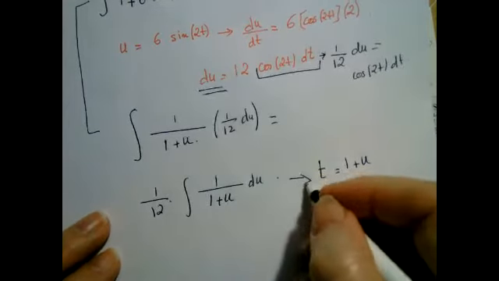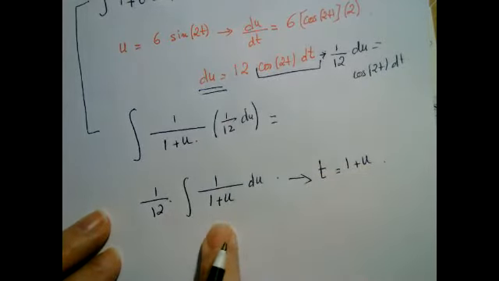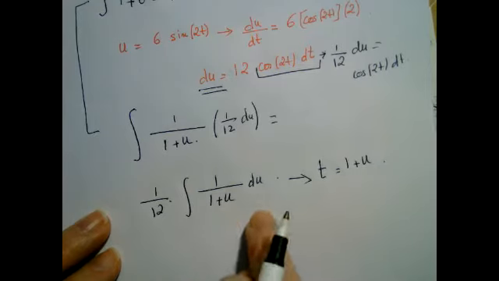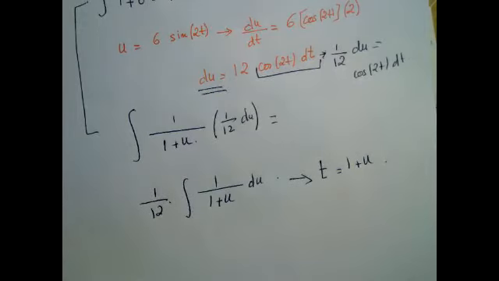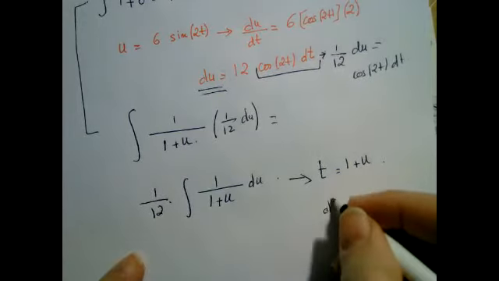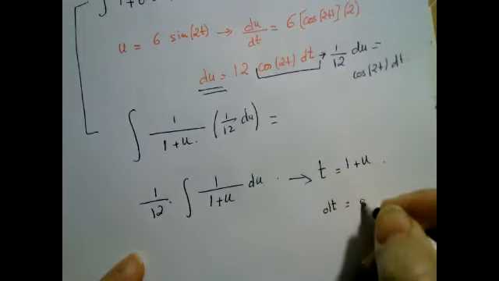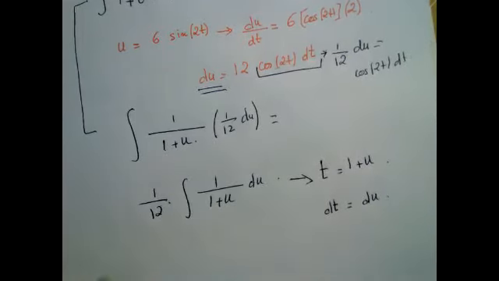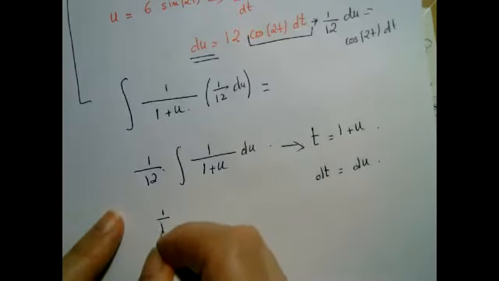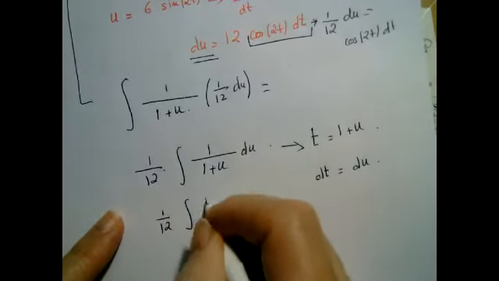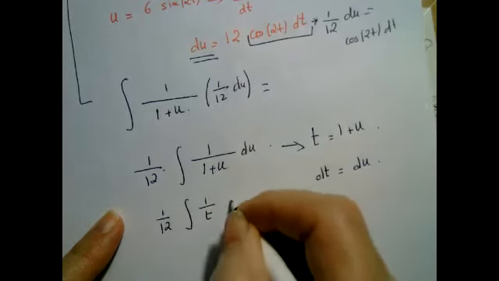Okay, because I don't have u here. If I had 1 over u du, you're fine, that's the ln, but I don't. So I would have needed another substitution, like t equal 1 plus u. I do that, so we can do it basically as many substitutions as we want, which is okay. dt would be the du. And then this would become 1 over 12 integral of 1 over t dt.